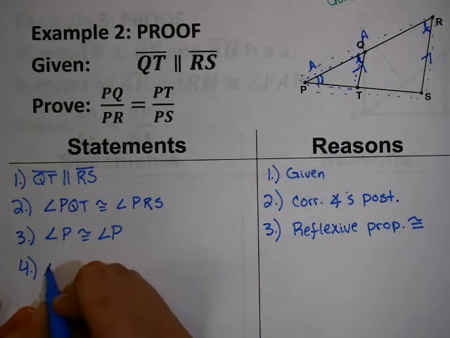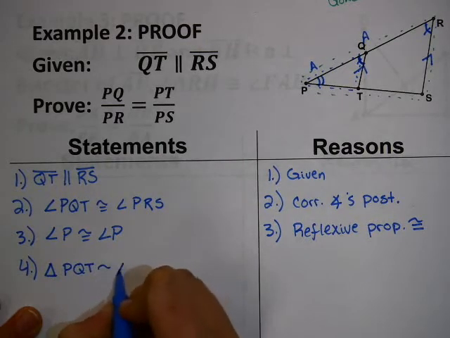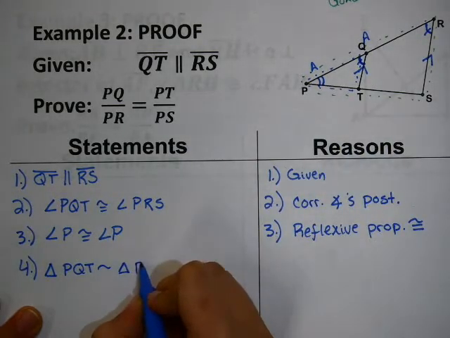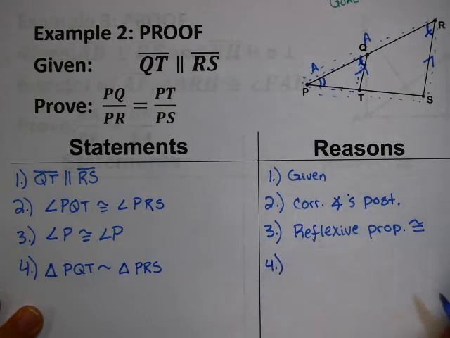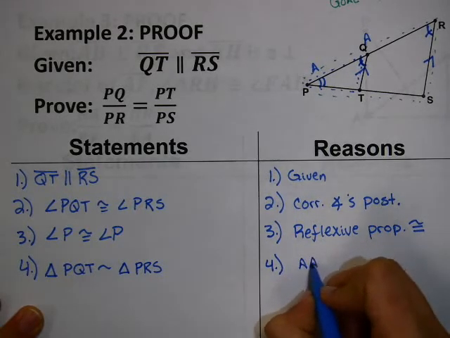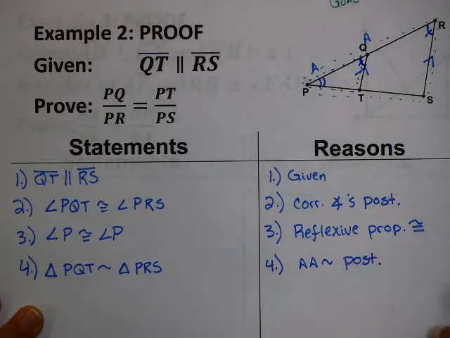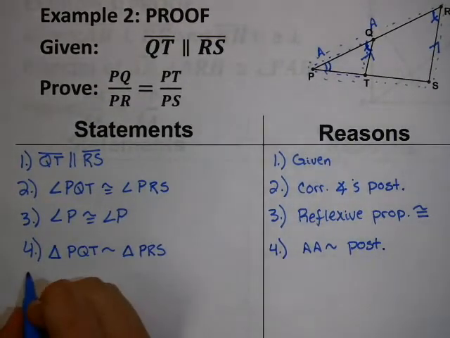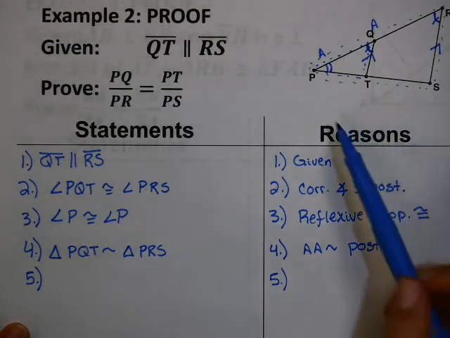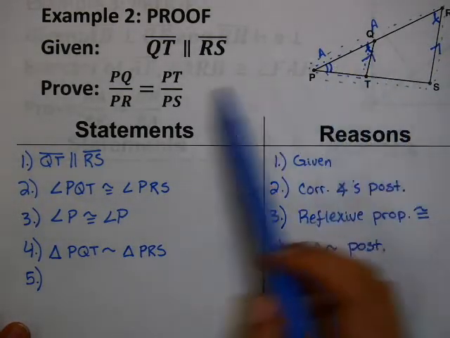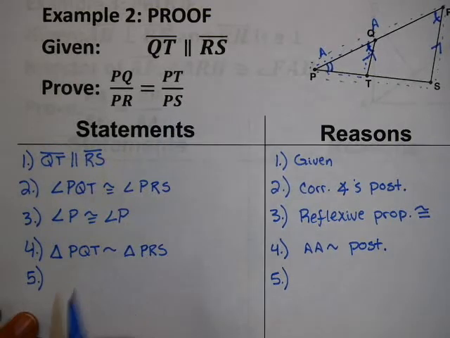So we have triangle PQT is similar to triangle PRS. Right? By our angle similarity, I believe this is a postulate. Right? And step 5, now I have enough information because all I have to prove is that these are similar to say that the corresponding sides are proportional.